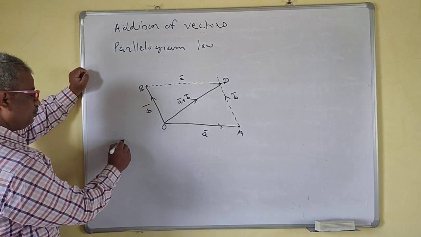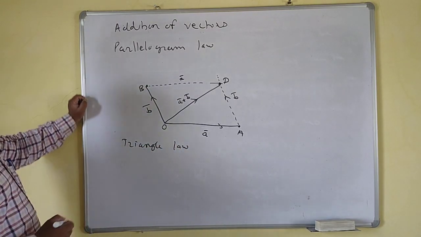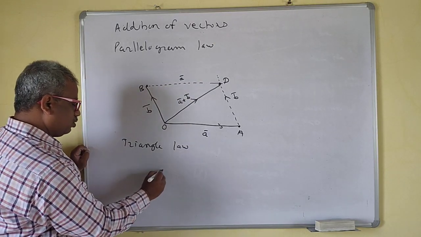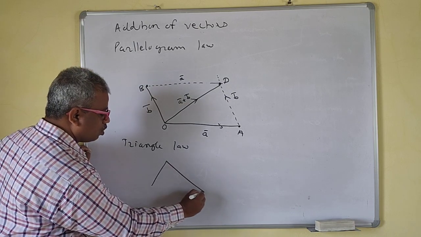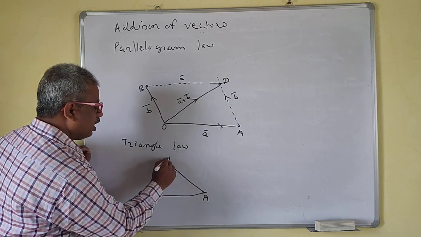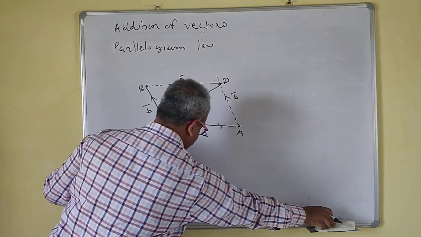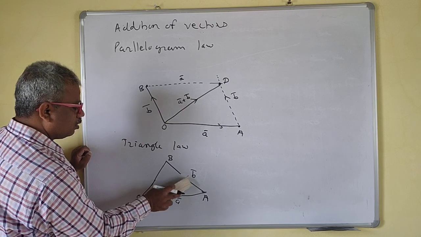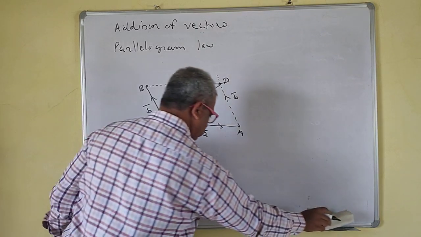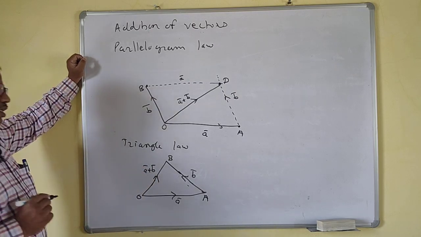Now the triangle law. For the triangle law, you have to draw the triangle. Suppose this is O, this is A, and this is B. Suppose this is your A bar, and this is your B bar. The direction should be this. This is A bar, so plus B bar. Then this vector will be your A bar plus B bar. This is called the triangle law.